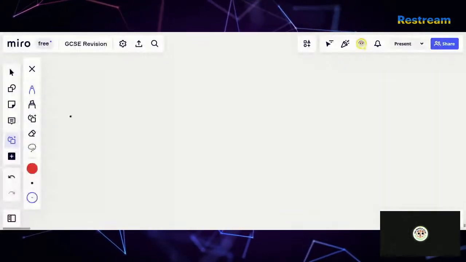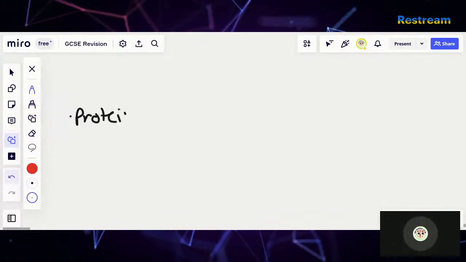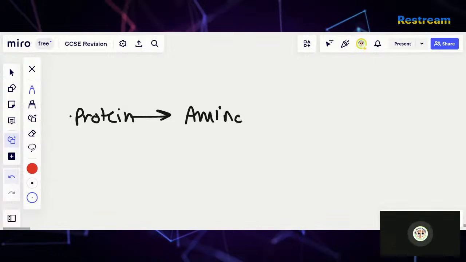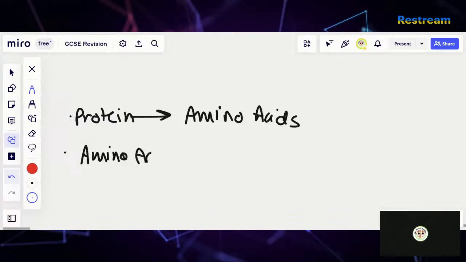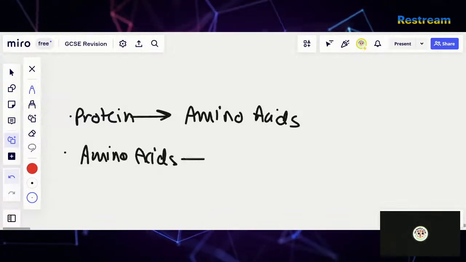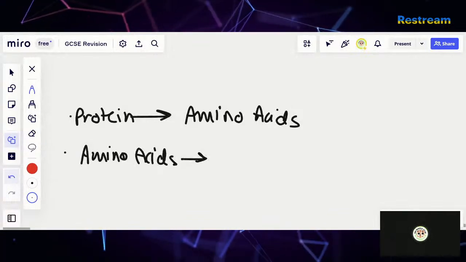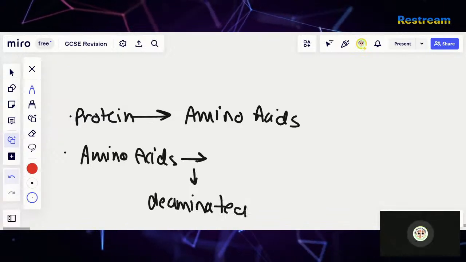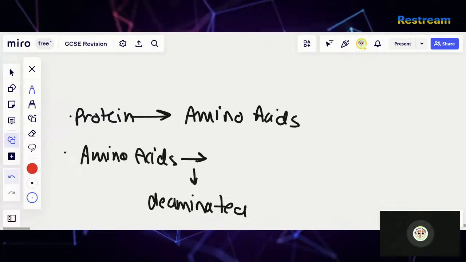So amino acids. Where do we get amino acids from? Just a bit of backstory. When we digest proteins, proteins break down in the process of digestion to amino acids. Now amino acids then break down further, and through this process of breaking down, deamination, we call it has been deaminated. So through this process, ammonia is formed.